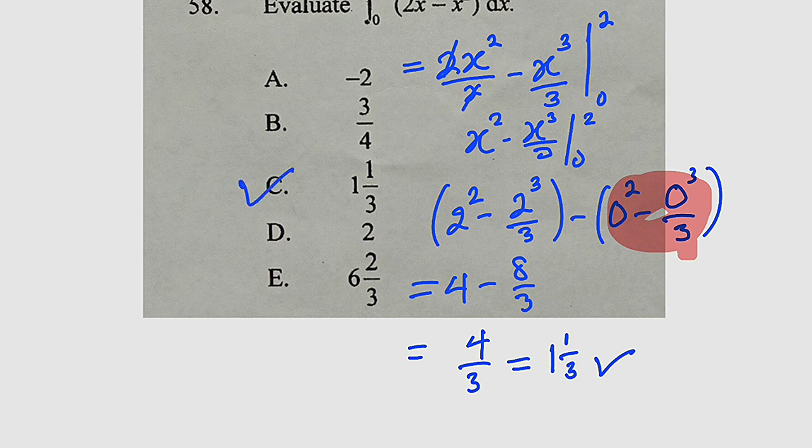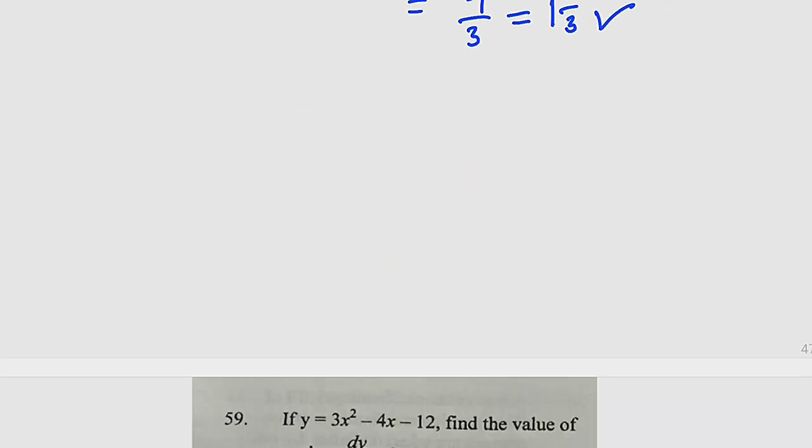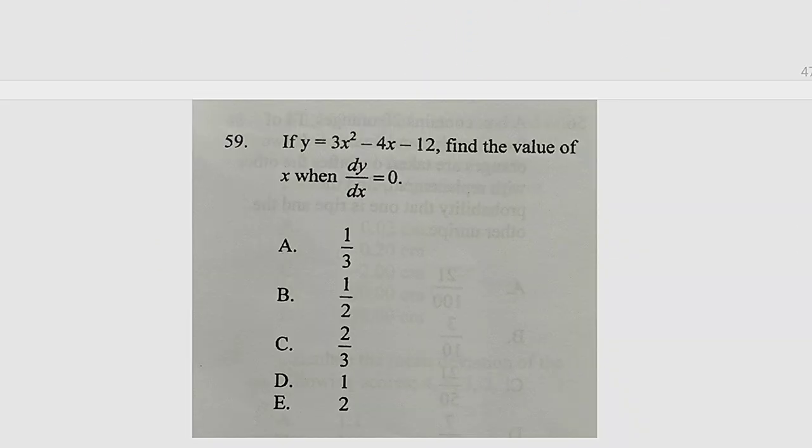Now let us move on to question number 59. Question number 59, if y is equal to 3x squared minus 4x minus 12, find the value of x when the first derivative is equal to 0. Meaning we are going to differentiate y with respect to x, which is going to give us, the 2 will drop down to multiply 3. That will give us 6. X raised to the power of 2 minus 1 is 1. You move to the next one.